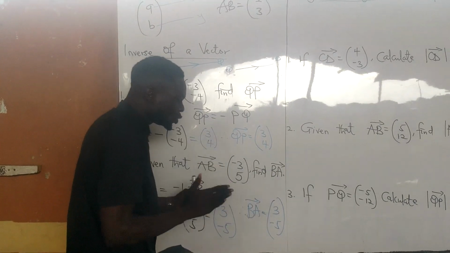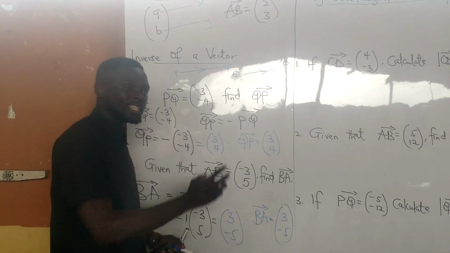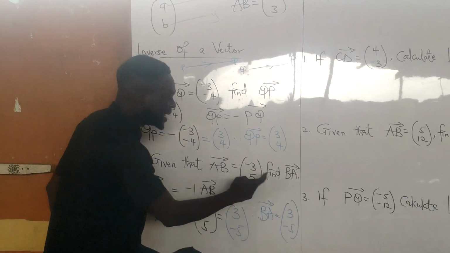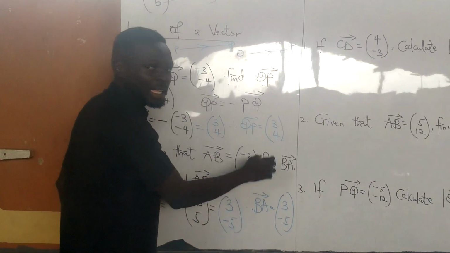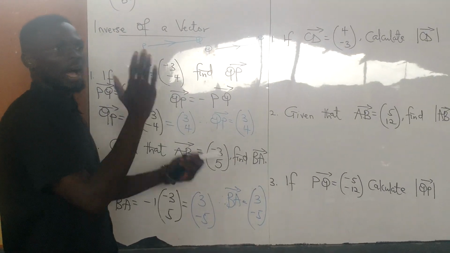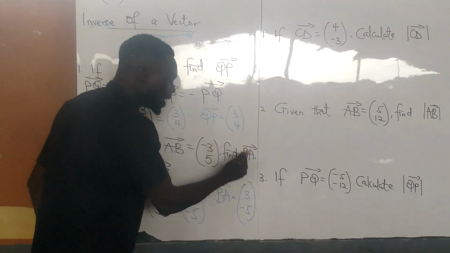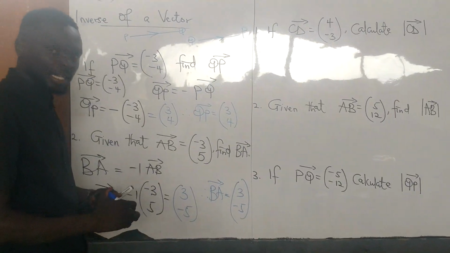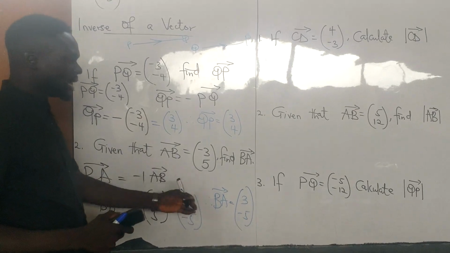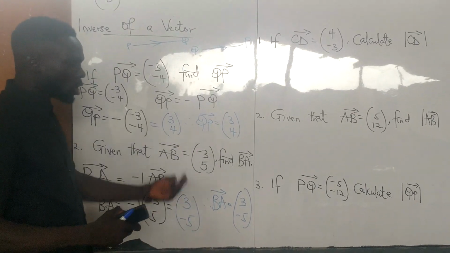And what will let you know that you have to calculate the inverse is that you will notice that the letters that have been given as the vector have been turned upside down. So this one comes after that, and we say this is the inverse of a vector.